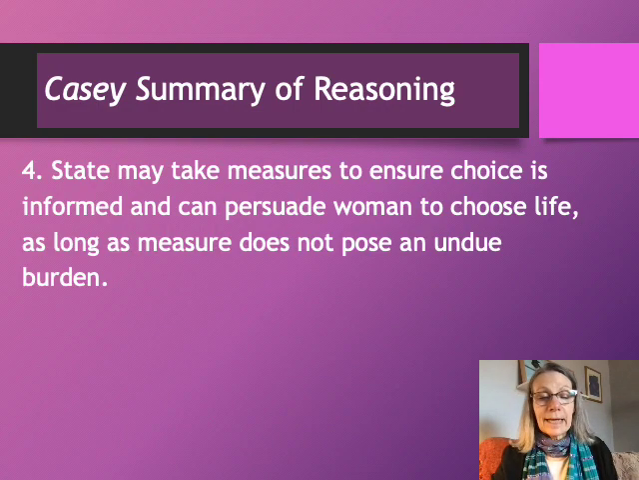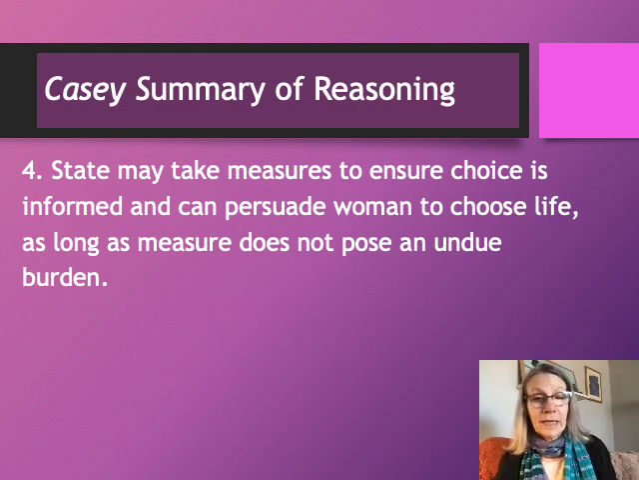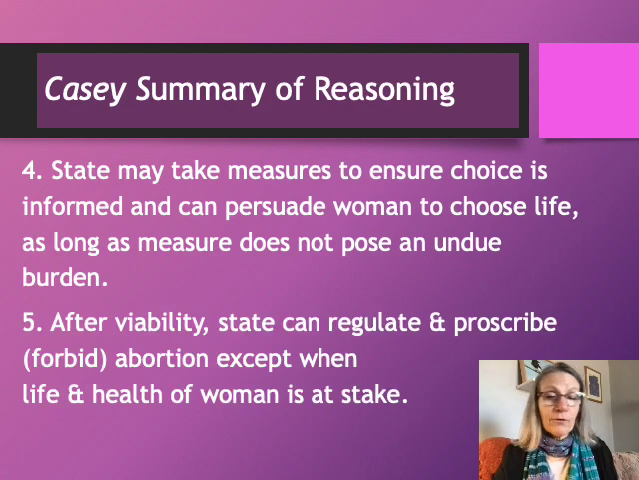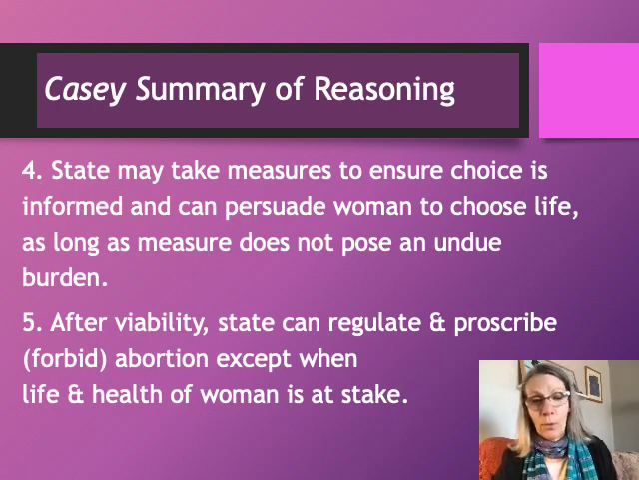So what the court says is that states may take measures to ensure the choice to have an abortion is informed, and they can persuade women to choose life options, as they did in Pennsylvania, giving people information about adoption rather than abortion, as long as these measures do not pose an undue burden, a substantial obstacle in the path of seeking an abortion. After viability, holding with Roe, the state can regulate and forbid abortion except when the life and health of a woman is at stake. So it's kind of a mixed ruling. On the one hand, Roe is reaffirmed. However, they allow the states to have regulations on abortions prior to viability, and those regulations just cannot present a substantial obstacle in the path of a woman.